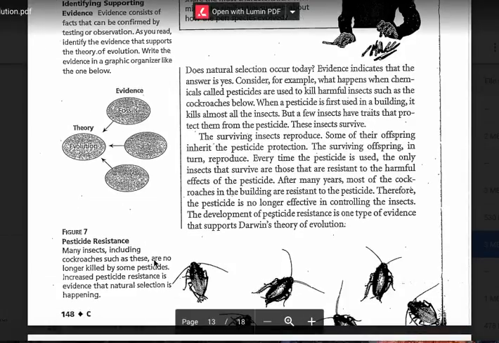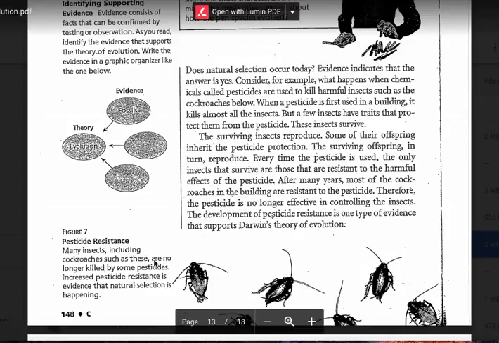Does natural selection occur today? Evidence indicates that the answer is yes. Consider, for example, what happens when chemicals called pesticides are used to kill harmful insects such as the cockroaches below. When a pesticide is first used in a building, it kills almost all the insects, but a few insects have traits that protect them from the pesticide. These insects survive. The surviving insects reproduce. Some of their offspring inherit the pesticide protection.